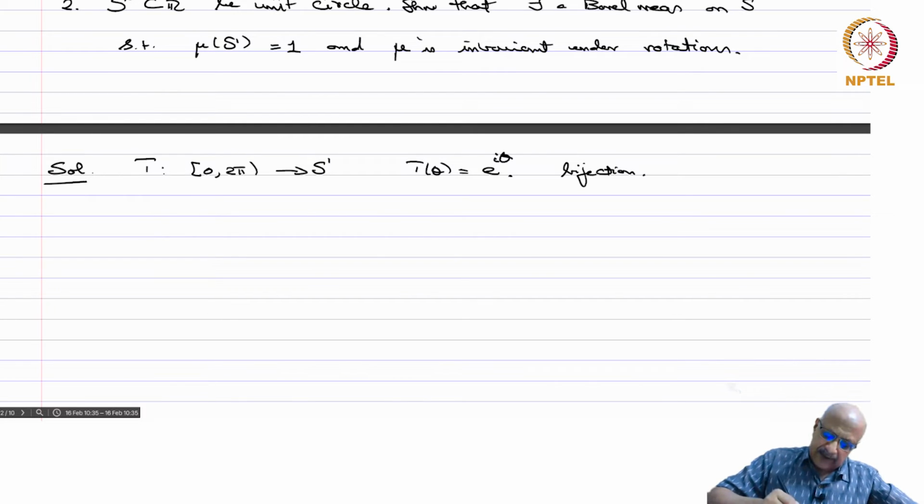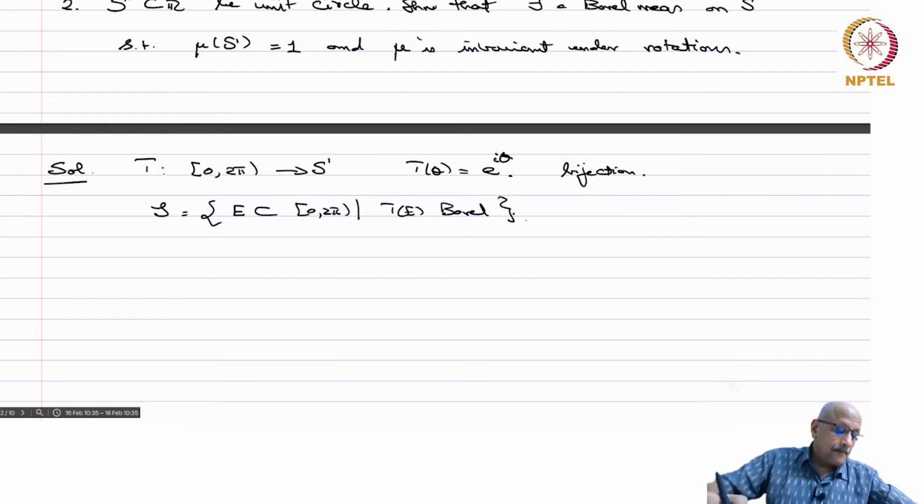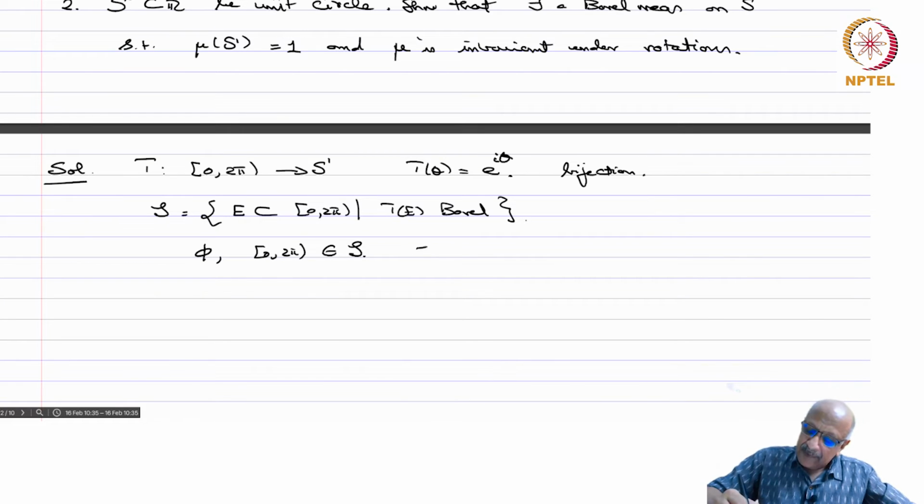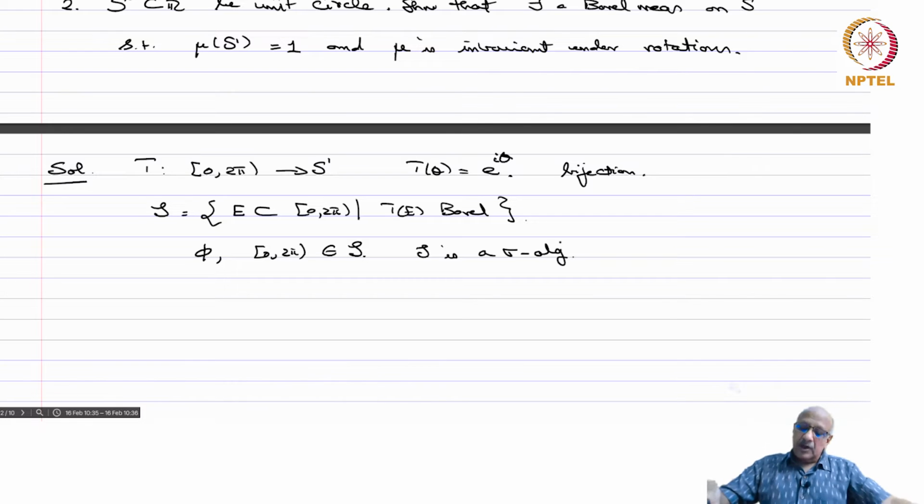So if you define S to be equal to the set of all E contained in [0, 2pi) such that T(E) is Borel. Obviously the empty set and [0, 2pi) belong to S, and S is a sigma algebra because T is a bijection, so it's closed under complementation and of course under union. So this is a sigma algebra.